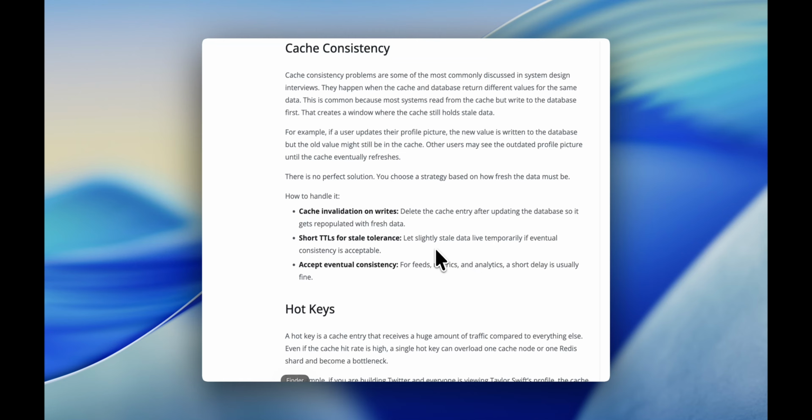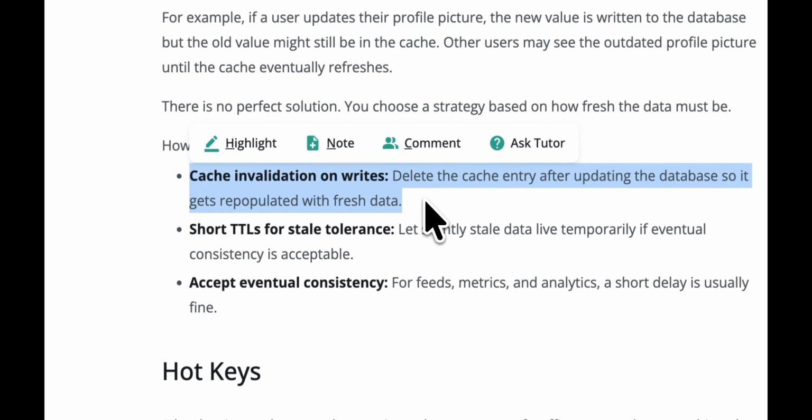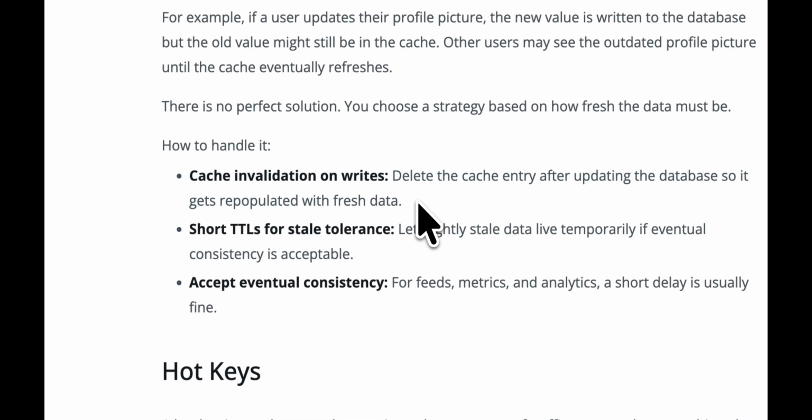Let's say just stale the data for some time. Like it's just a user profile picture, it's not the end of the world, so let's slightly keep the stale data live temporarily. And it's going to update after some time. But if the user just wants their fresh and updated profile picture, then this one you should use.